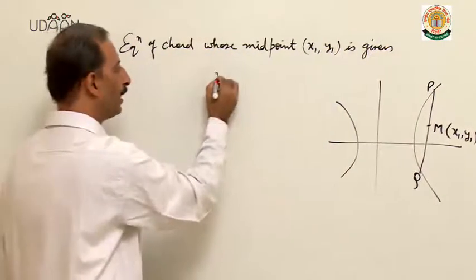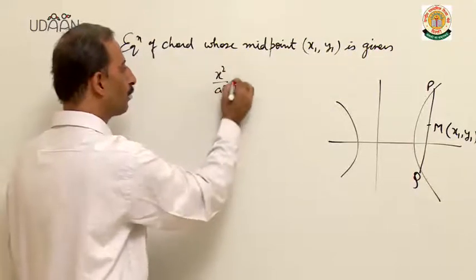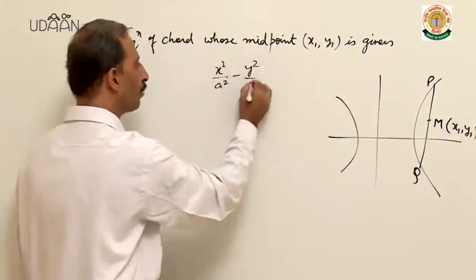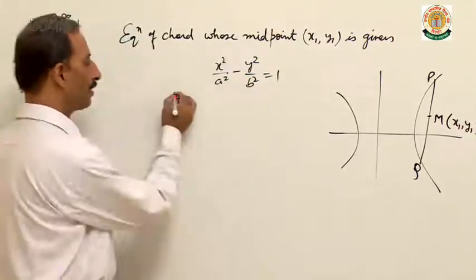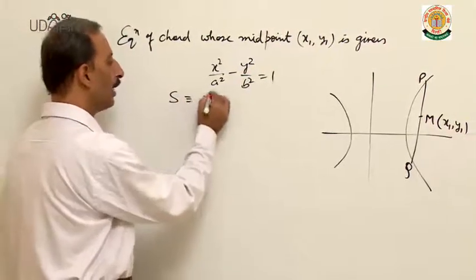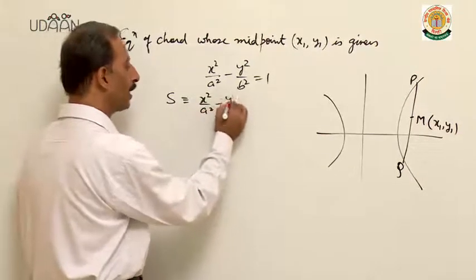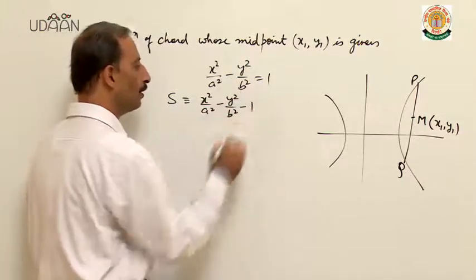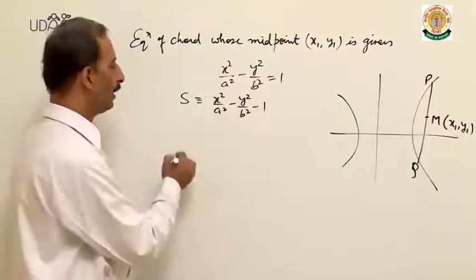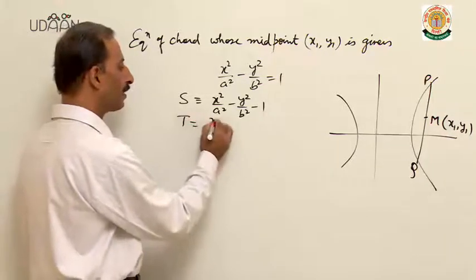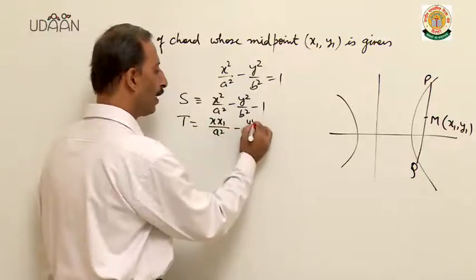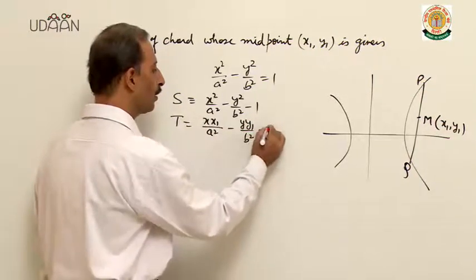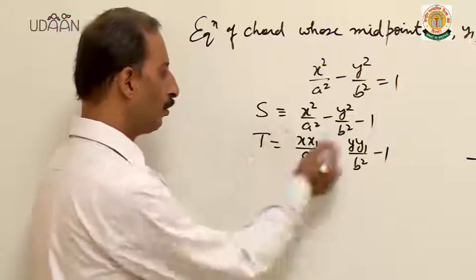Equation of hyperbola is x square upon a square minus y square upon b square is equal to 1. Now we call S. S means x square upon a square minus y square upon b square minus 1. Now T, what do you mean by T? x is replaced by x1 and y is replaced by y1. That is known as the T. S you know, T you know.